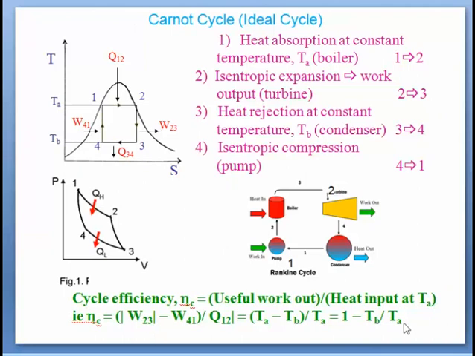From this you can see that the efficiency of the Carnot cycle increases with increase in TA. So the more heat is added at high temperature, the more the efficiency of the Carnot cycle will be.